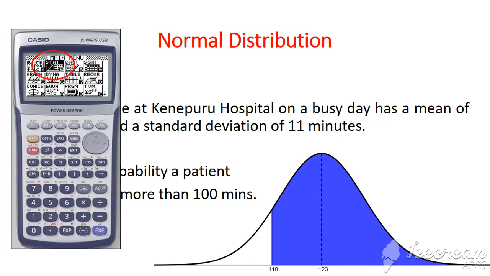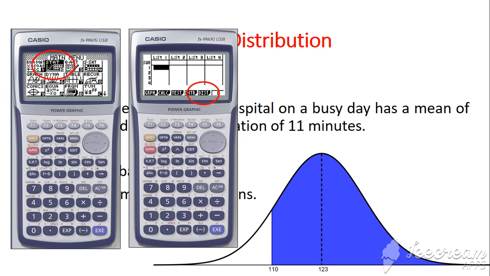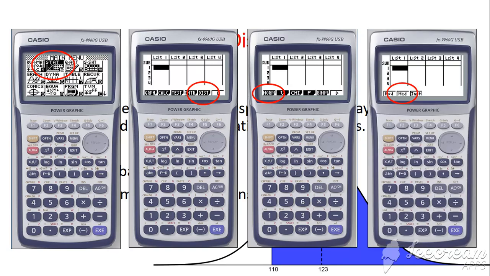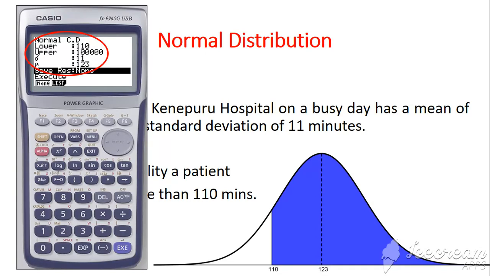So here's how we do it on a calculator. Let's go into statistics, go into distributions, which is F5, go into normal distribution, which is F1, go into normal cumulative distribution, which is F2, and here's the screen that you'll come up with. Now, let's enter in the following statistics. The lower boundary is 110 minutes, because that's the least amount of waiting time, so let's type in 110.